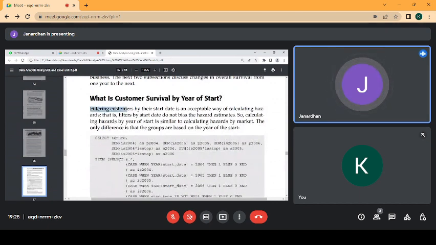Okay, filtering customers by their start date is an acceptable way of calculating hazards. That is, filters by start date do not bias the hazard estimate. So, calculating hazards by year of start is similar to calculating hazards by market. The only difference is that the groups are based on year of the start date only.